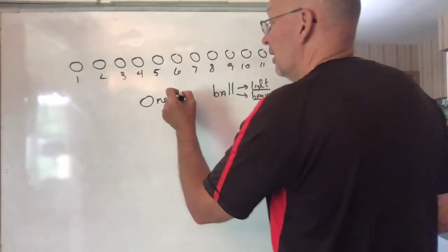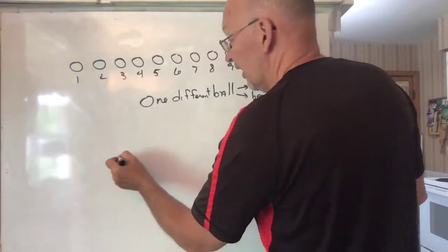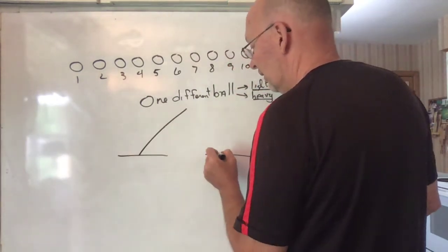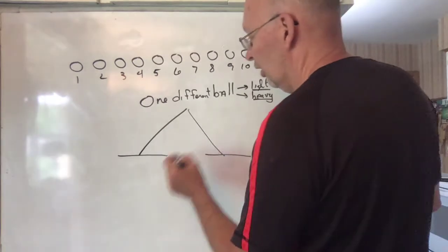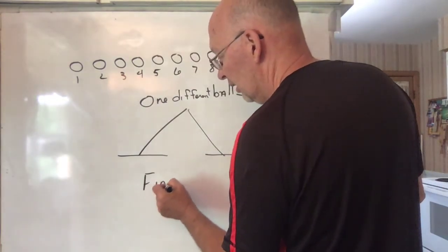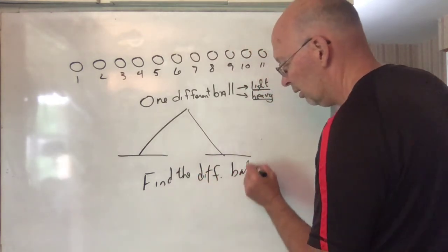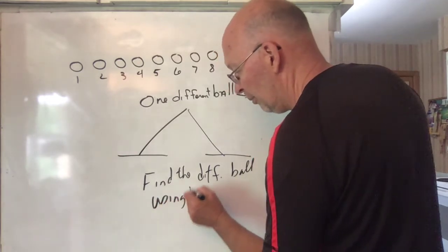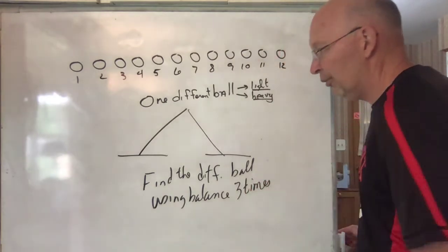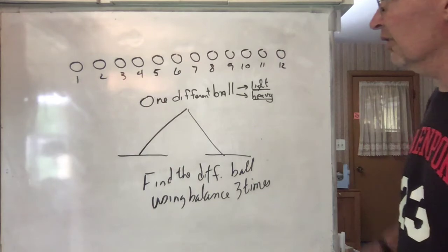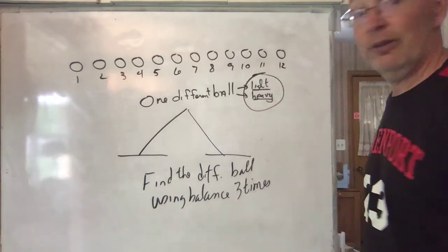One different ball, different weight. Okay? And you've got a balance scale here, a balance scale that just determines which side goes up and which side goes down. And your charge is to find the different ball using the balance scale just 3 times. Just 3 times. You can only use it 3 times, and using it only 3 times, you find the odd ball, and you don't know whether the ball is light or heavy.